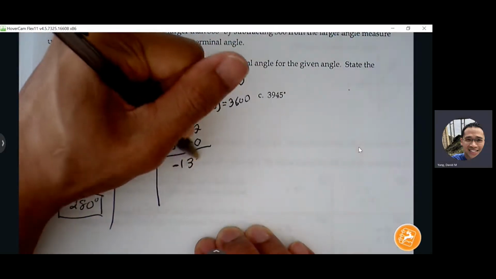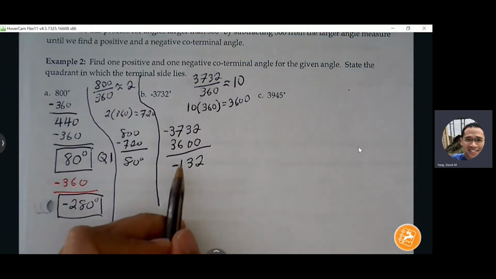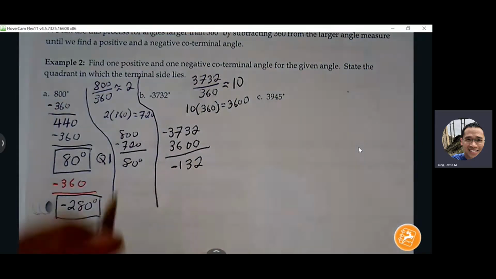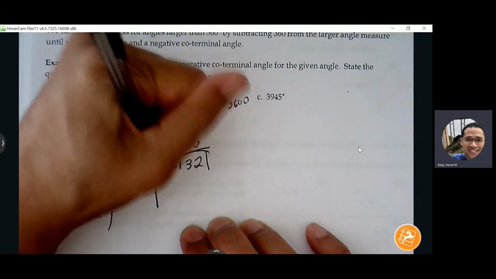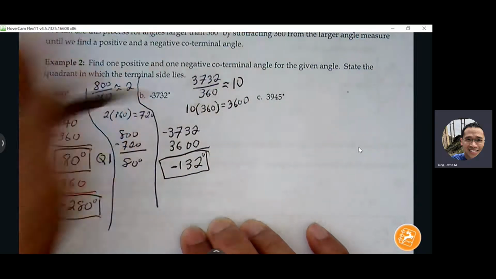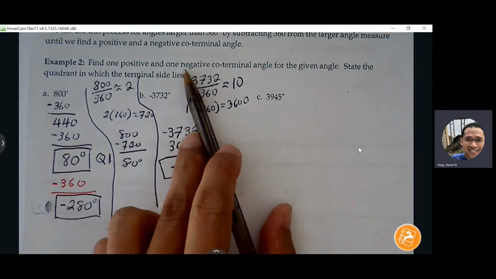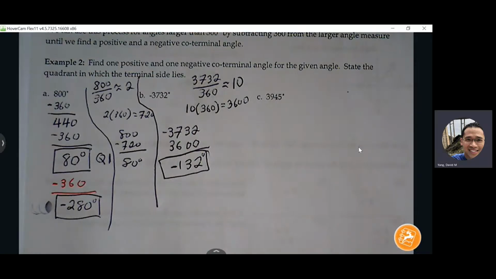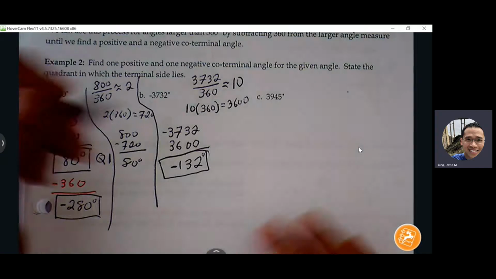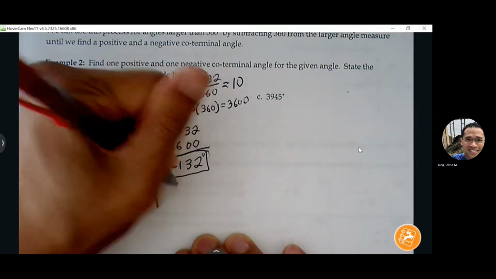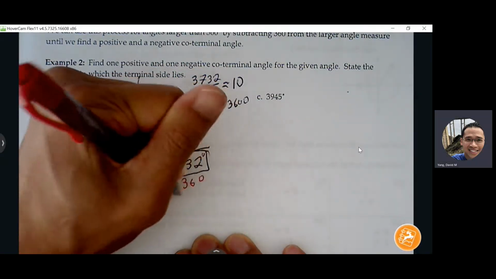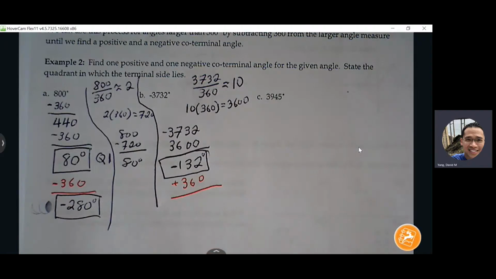Okay, so negative 132 is not quite there, but it is a negative coterminal angle, so we can put a box around this and say that this is one of the answers that we can provide. But we're not quite out of the negatives yet, so what can I do to get to my positive? That's 360. And now we should be able to recognize this angle that we see.